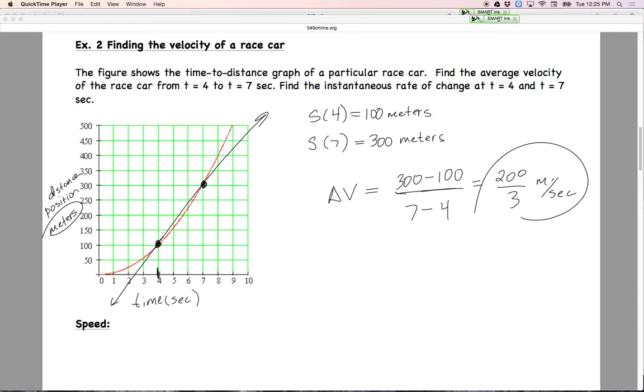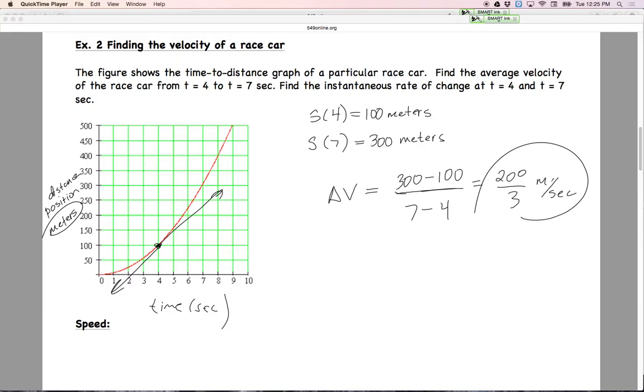What we want to be able to do is something more interesting, which is instantaneous rate of change. So find the instantaneous rate of change at t equals 4 and t equals 7. Now I'm not asking for the slope of the secant. What am I asking for? Because now here's what I want you to get. I want to make the connection now. This is still time, okay? The connection is that at 4 seconds, I want to calculate the instantaneous velocity.